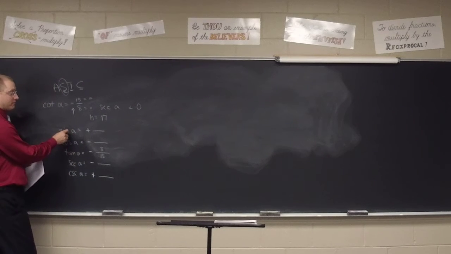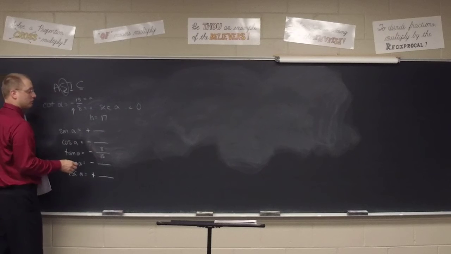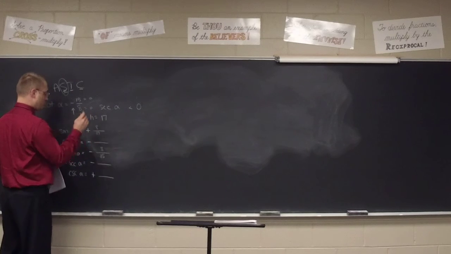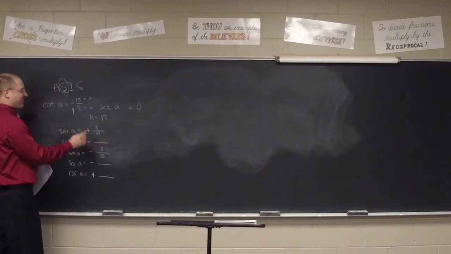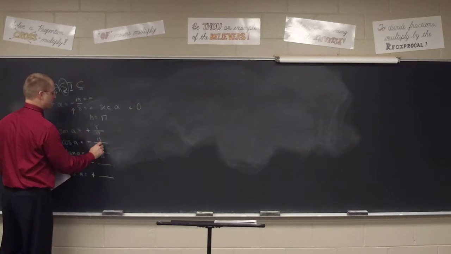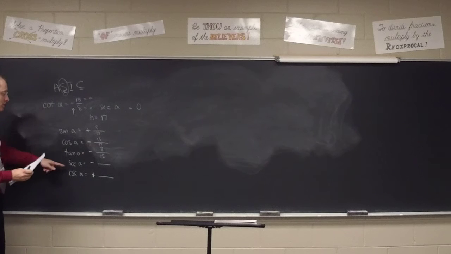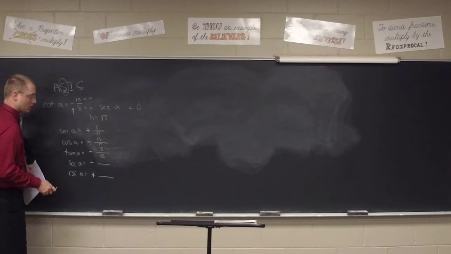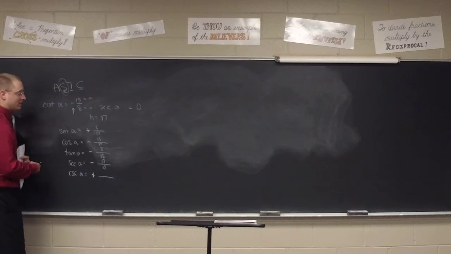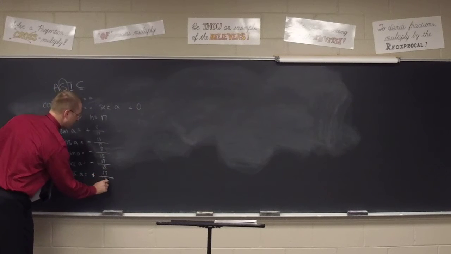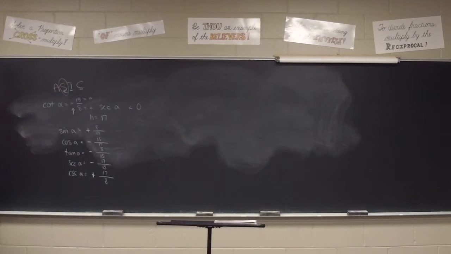Sine is what over what? Opposite over hypotenuse, so 8 over 17, and I've already taken care of the positive. Cosine is adjacent over hypotenuse, so we'll have negative 15 over 17, since we've already taken care of the negative. Tangent's already good. For secant, we're just going to flip the cosine because it's hypotenuse over adjacent. And for cosecant, we're just going to flip the sine, since it's hypotenuse over opposite. And there are our answers.